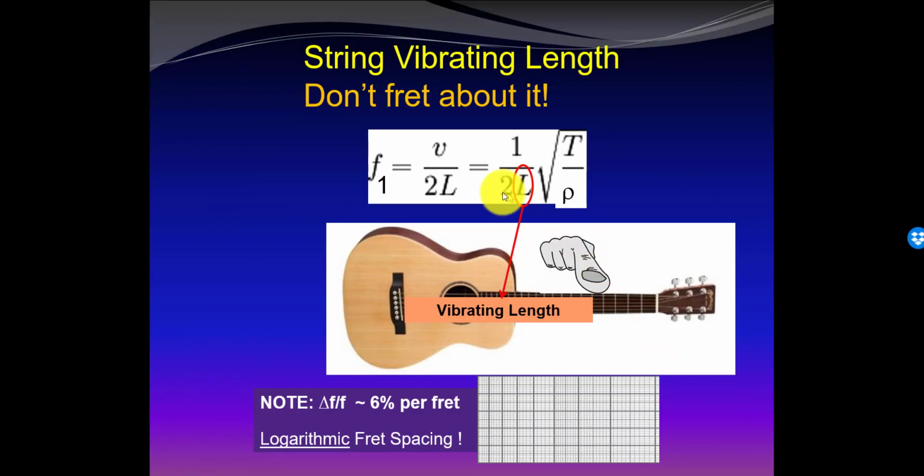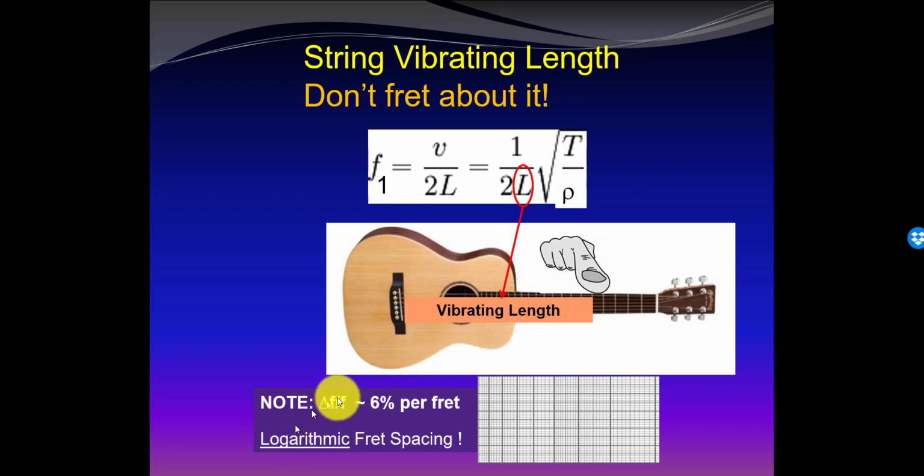So let's look at the final variable, changing the frequency of a string by changing its length. Now don't fret about it. I'm not about to go and get some cutters to snip the strings. But the length we're talking about is the vibrating portion of a string. So if you place your finger on a particular fret, only this portion is active and vibrating. The rest of it is basically inactive.